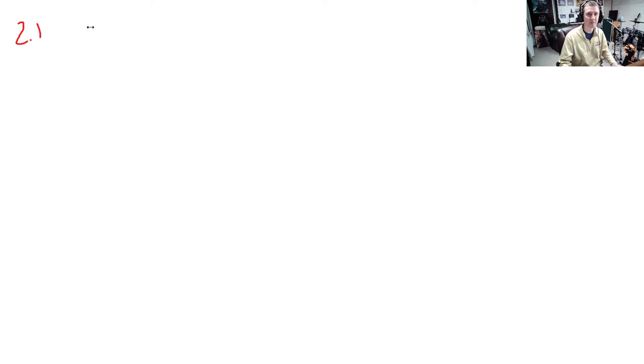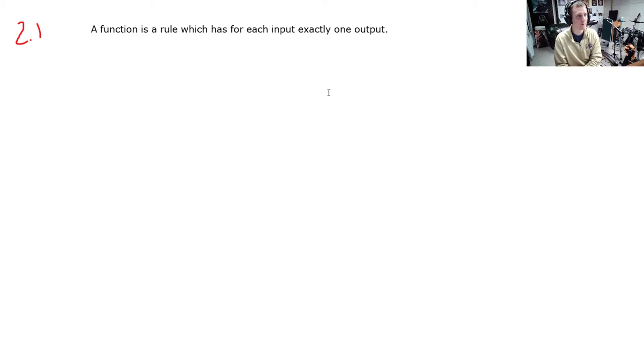That is a function. A function is a rule which has, for each input, exactly one output. Okay, so if you plug in one thing, you only get one thing. You can't possibly get two. A function is a rule which has, for each input, exactly one output. So for one thing in, you get only one thing out. There's no random grab. There's no possible two or three options.